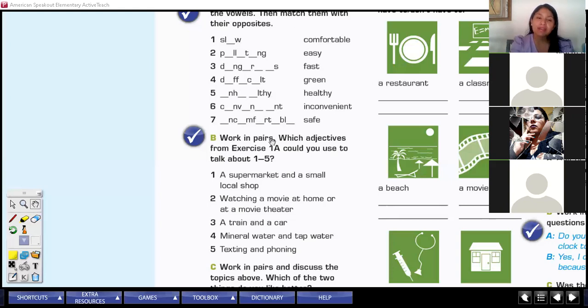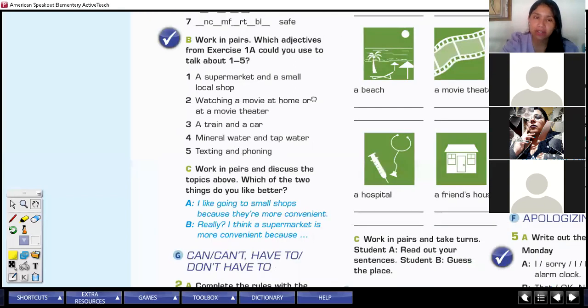Okay, number 4. Mineral water and tap water could be healthy. Okay. They could be healthy. Texting and phoning. Easy, fast. Easy and fast. I agree. Very good. And also comfortable maybe, right? Because you don't have to go with the person or something like that in order to get in touch.